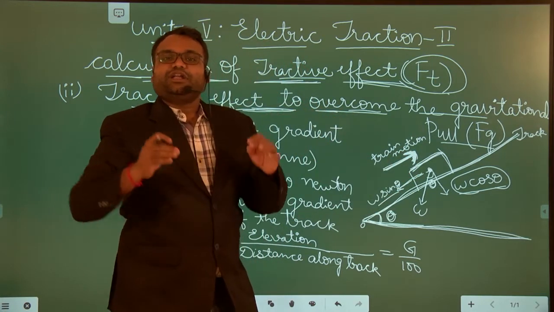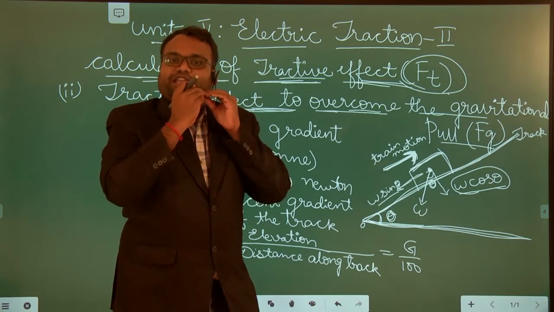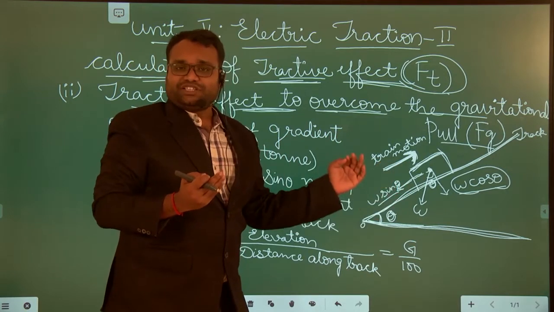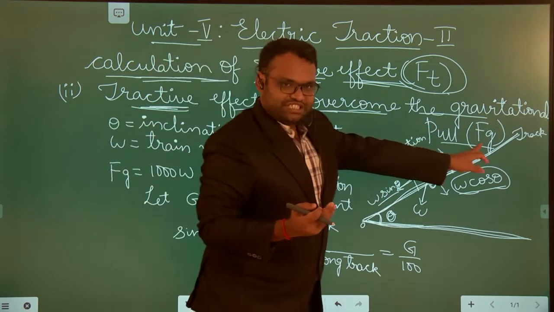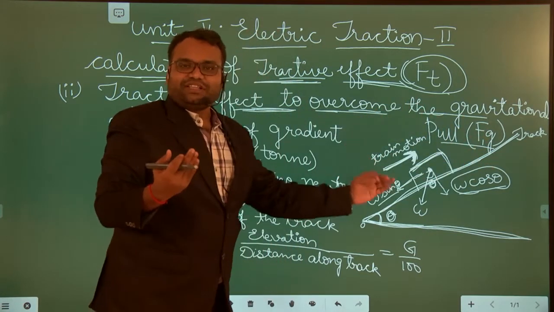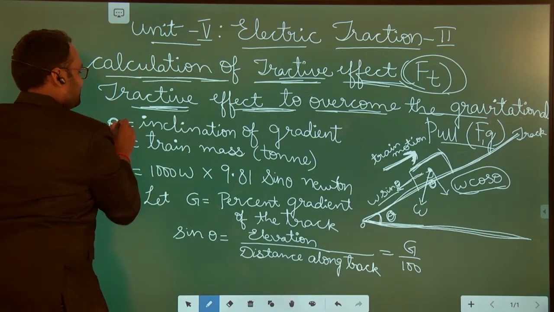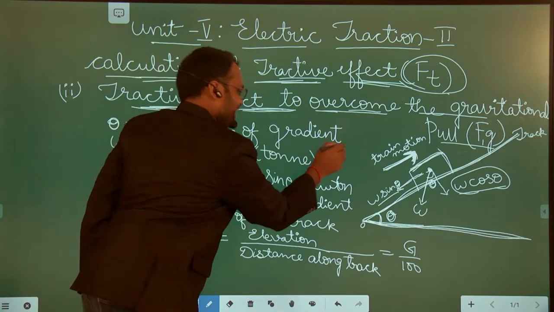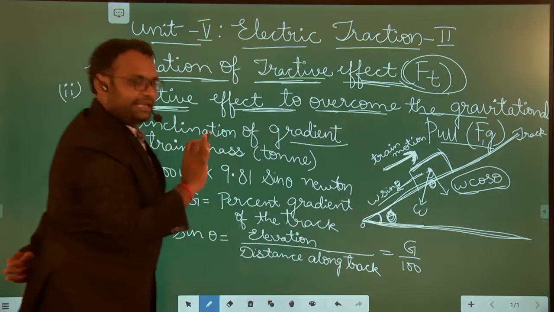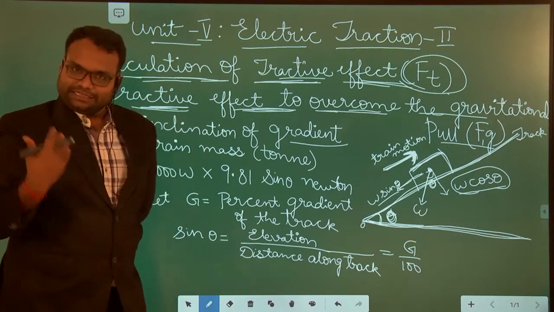Now the total tractive effort or force required to overcome this gravitational force is given by Fg, or pull. Before deriving the expression for Fg, theta is the inclination of the gradient, and W is the weight of the train, in tons.